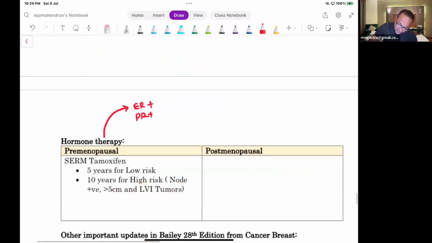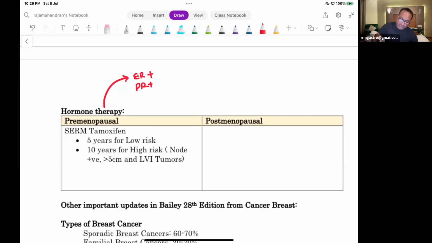Okay, so ER/PR positive nale you should give hormone therapy. Pre-menopausal woman na tamoxifen, post-menopausal woman na aromatase inhibitors. Doubt venda ellarkum kudukanum. So ER/PR positive na estrogen receptor positive patients, 5 years it is for low risk patients and 10 years for high risk patients. 10 years varaikkum tamoxifen kudukalam. So post-menopausal woman patients, we will give aromatase inhibitors like anastrozole, letrozole.